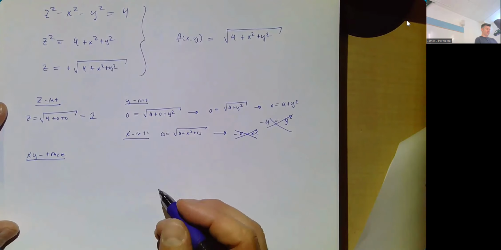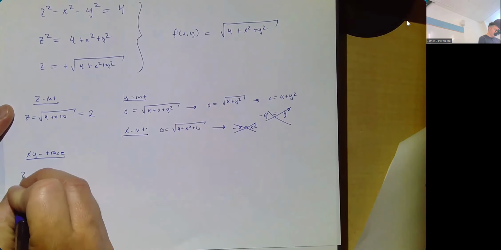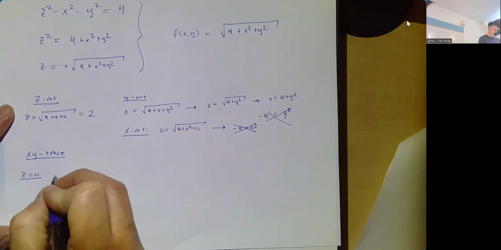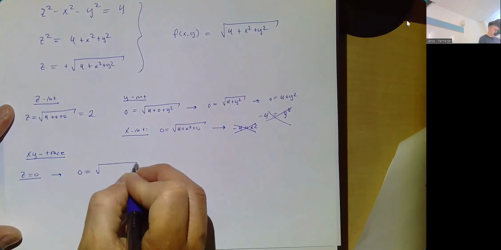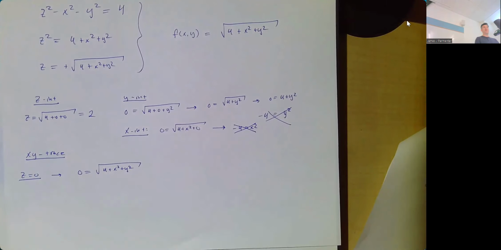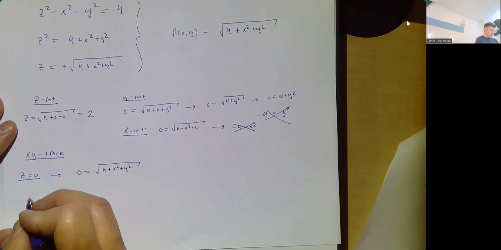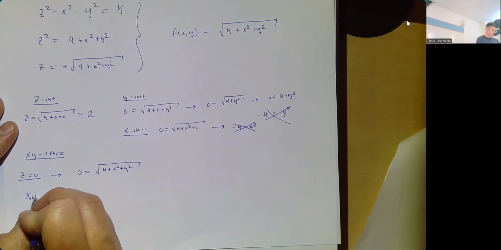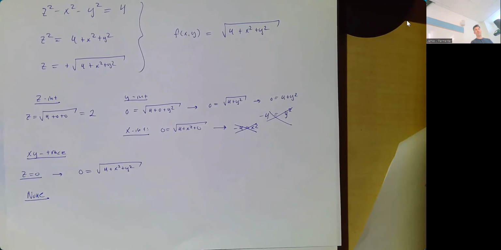Because if you try to find the xy trace, well, if you set z equal to 0, then you're going to get 0 equal to the square root of 4 plus x squared plus y squared. But 4 plus x squared plus y squared is always bigger than or equal to 4. And so the square root of this is always bigger than or equal to 2, regardless of what values of x and y you pick. So this has no trace in the xy plane.